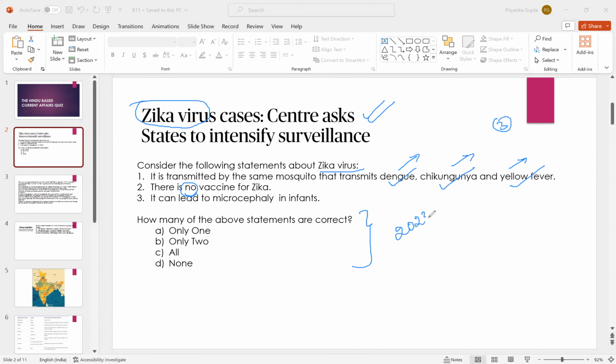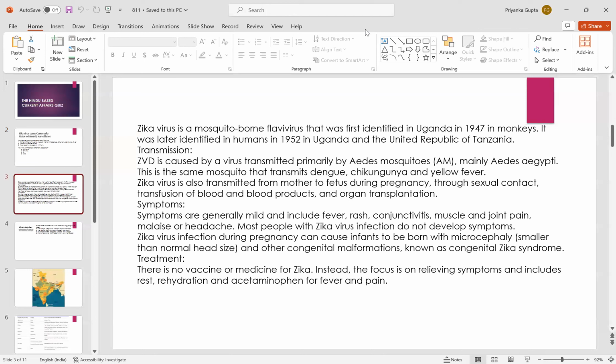We are following the 2023 UPSC prelims pattern. So what should be the answer to this question? Let us move to the next slide, which talks about the Zika virus in detail. Zika virus is actually a mosquito-borne flavivirus. Flavivirus is the name of the family. It was first identified in Uganda in 1947, in monkeys. 5 years later in 1952, there was the first case in humans.